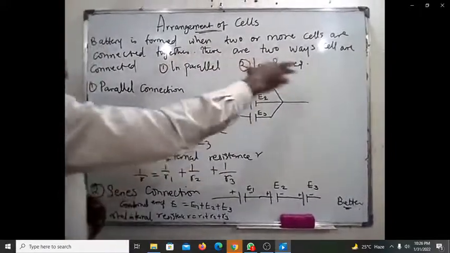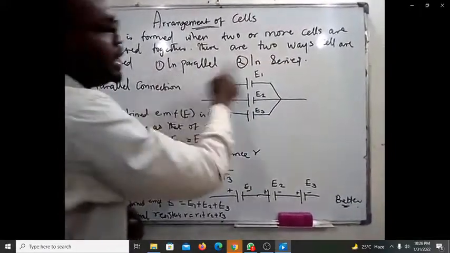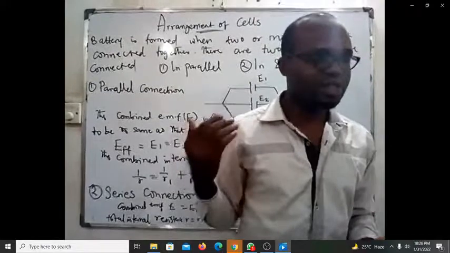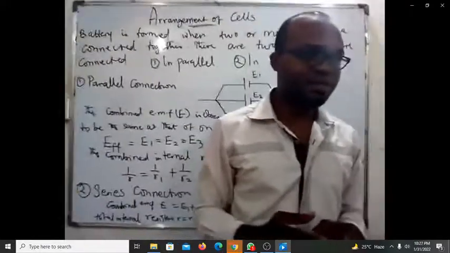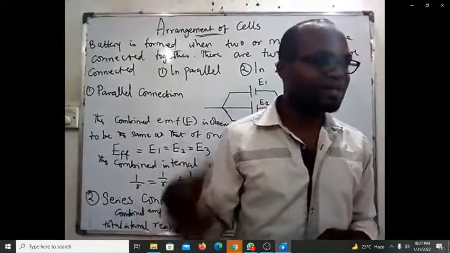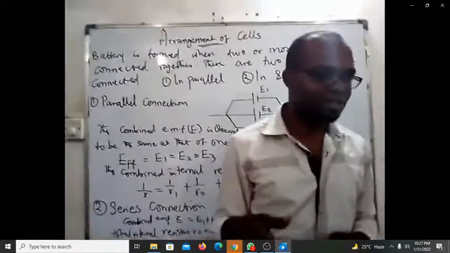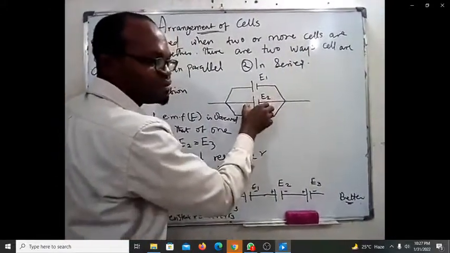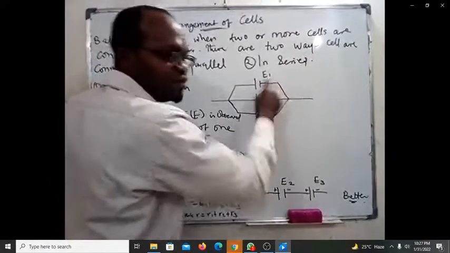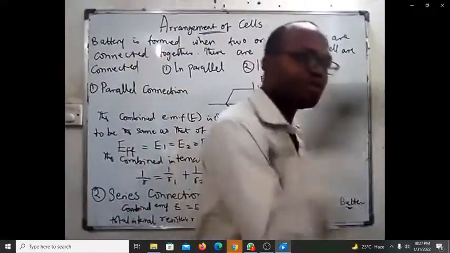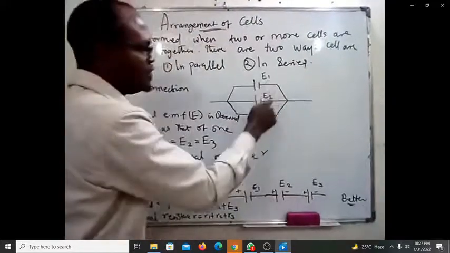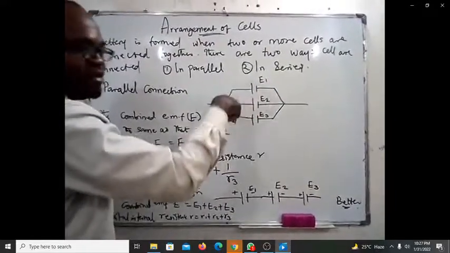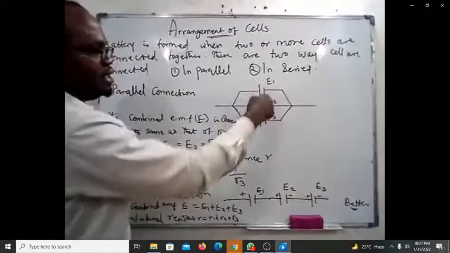There are two ways cells are connected. Number one is parallel, number two is series. We did this when we were learning resistor arrangement. Resistor and cell arrangement are the same thing, although capacitor is different. We'll learn about capacitor later. For parallel connection, this is what we have: one over the other. This cell 1 with EMF 1 and so on. You know that EMF is the power of the cell to push out charges. So this is the EMF of this one, this is the EMF of that one. Then the effective EMF, which is the combined EMF, is the same as the EMF of any of them.